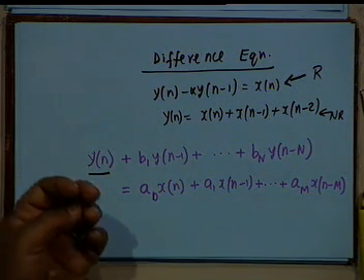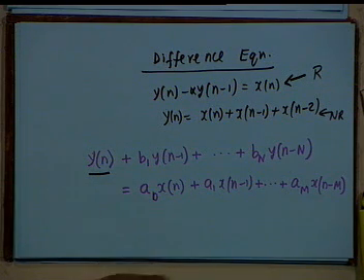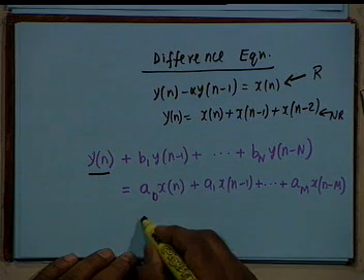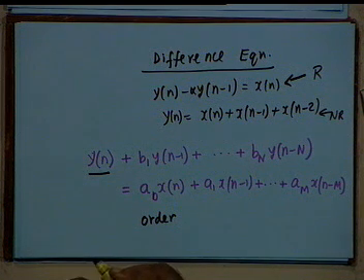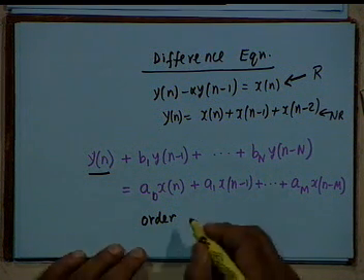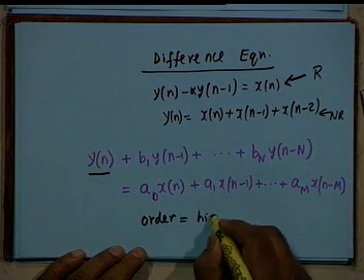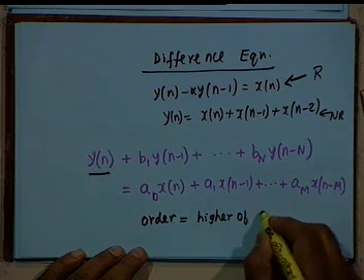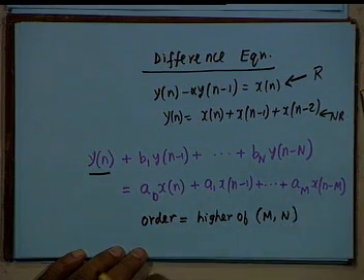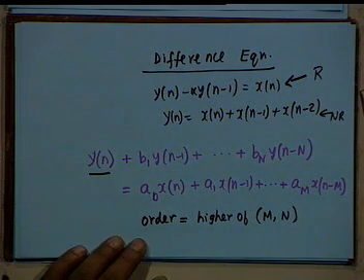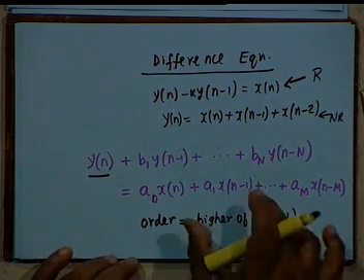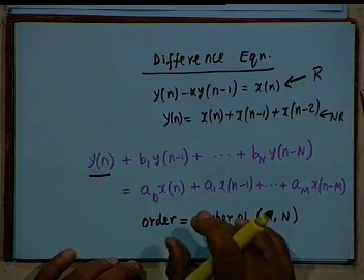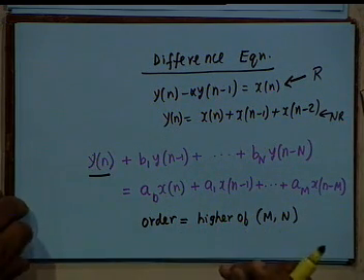Now, the order of the system in such a difference equation is the higher of the two quantities capital M and capital N, order equal to higher of m and n. Whichever is higher, we'll call that the order of the system described by this difference equation, or order of the difference equation.